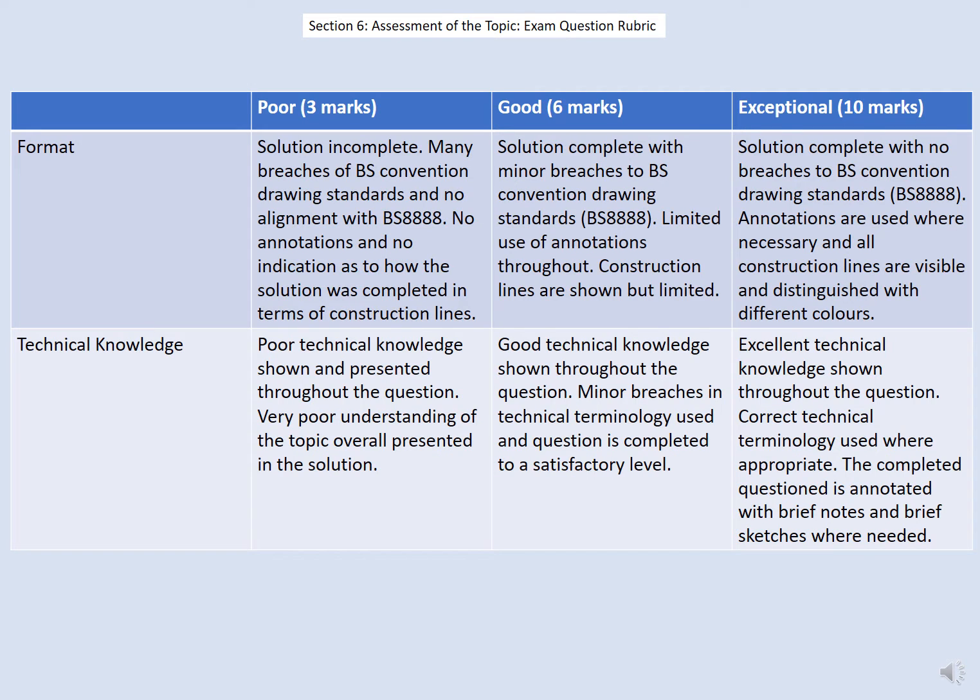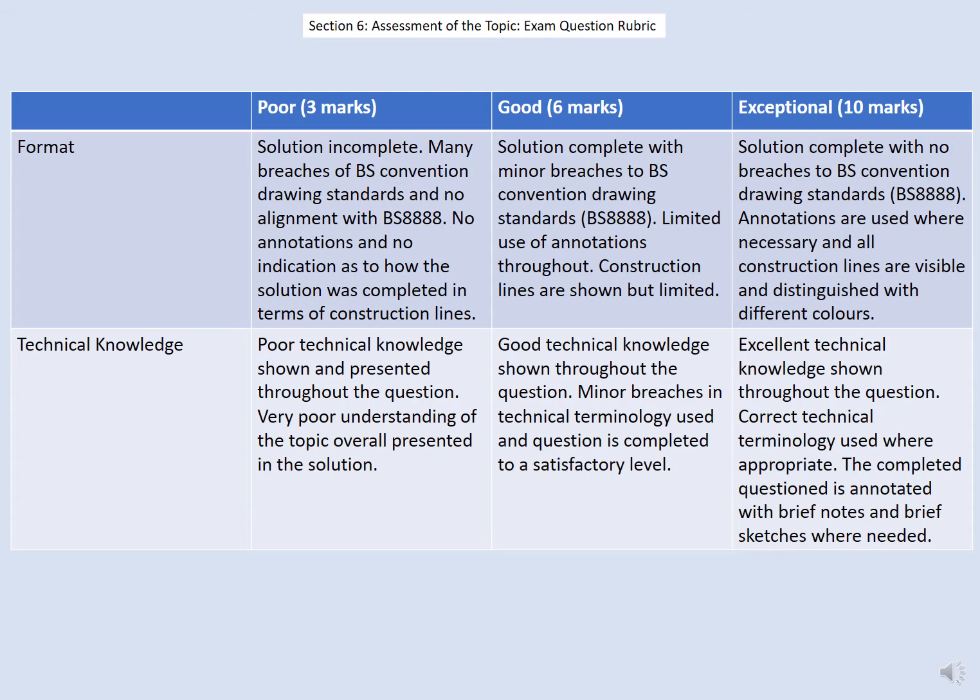Here's a rubric for the question. The rubric goes from poor to exceptional, and in the middle we have good. The rubric examines the format of the question and the technical knowledge of the students answering it. The format refers to how the drawing is completed in accordance with BS convention drawing standards, or BS 8888. An exceptional grade in the format section would be no breaches of BS convention drawing standards, annotations used in answering the question, and the use of construction lines and perhaps different colours to distinguish between lines.